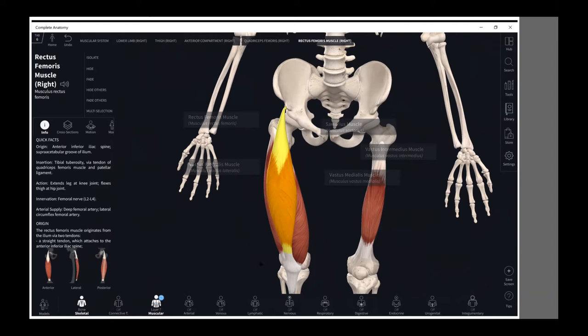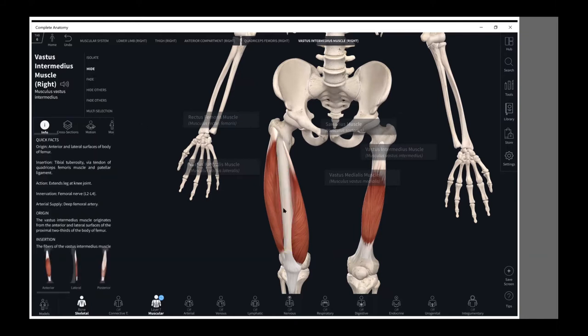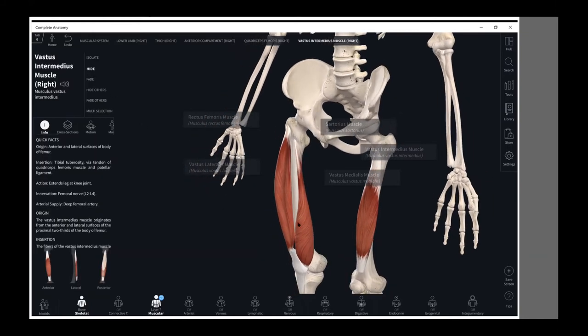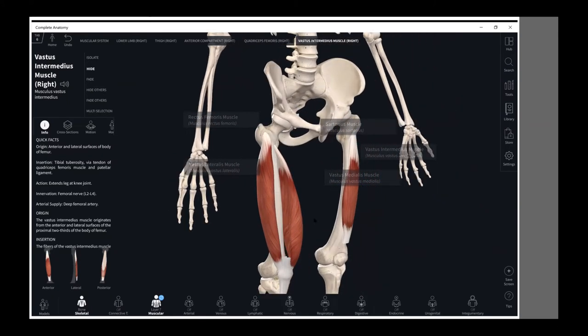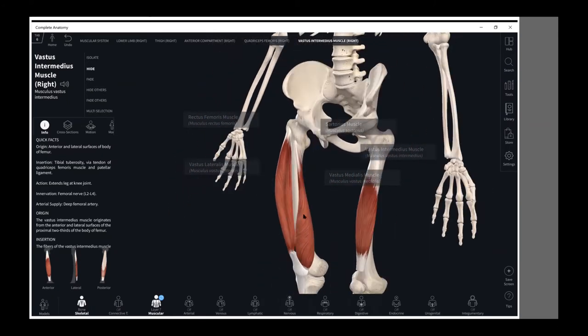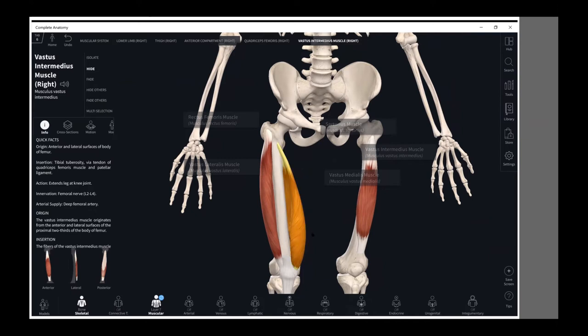I will hide that, and vastus intermedius as well. Okay, that gives us down to vastus medialis and vastus lateralis. Let's look at vastus medialis first. The vastus medialis origin, the medial part of the intertrochanteric line, and medial to the spiral line in the linea aspera of the femur, extending inferiorly to the medial supracondylar line.